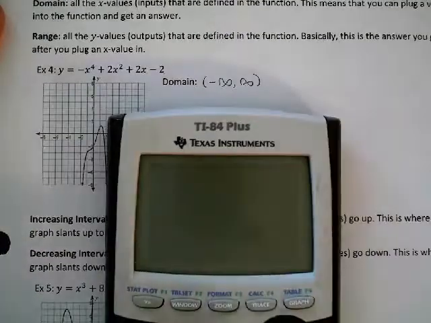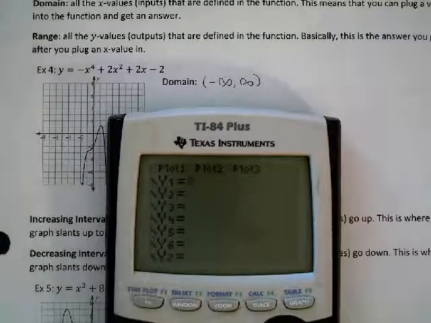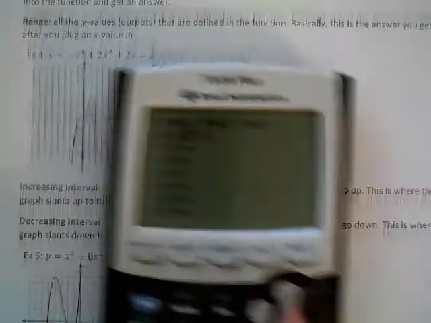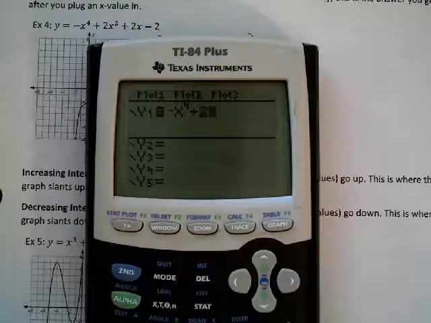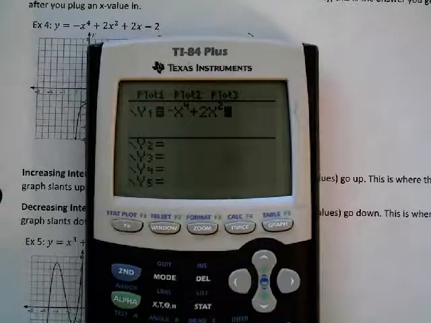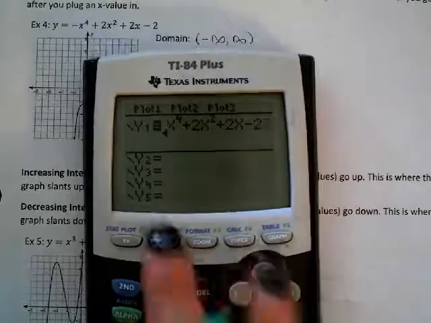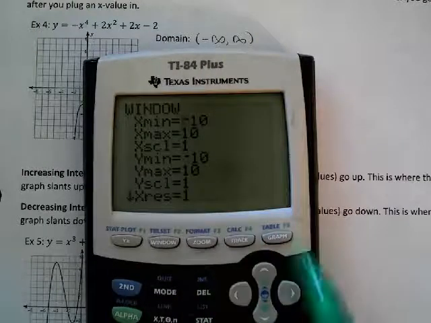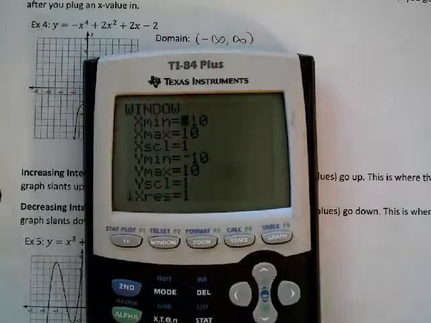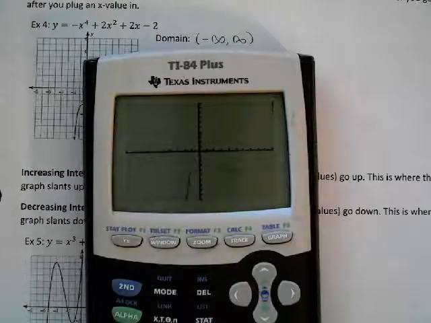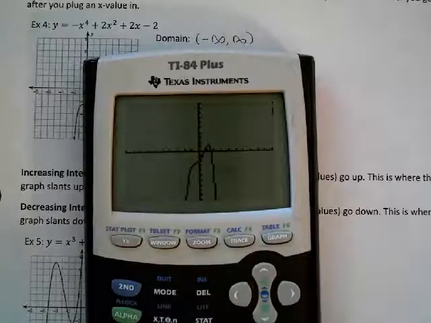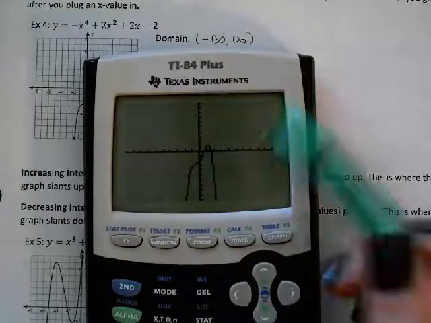So for a question like this, we're going to have to graph it. So I've got negative x to the fourth plus 2x squared plus 2x minus 2. You can set your window here if you want to change it and make it 8 like it is on the paper so that it looks a little bit more like the paper, you can, but it really won't make much of a difference. So here's the same graph.